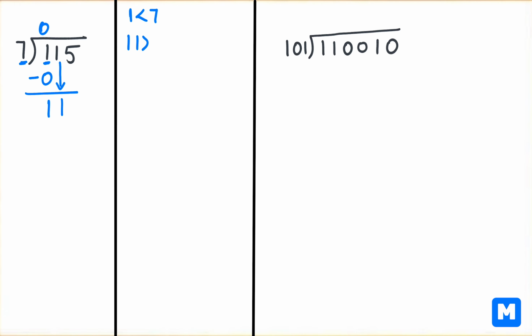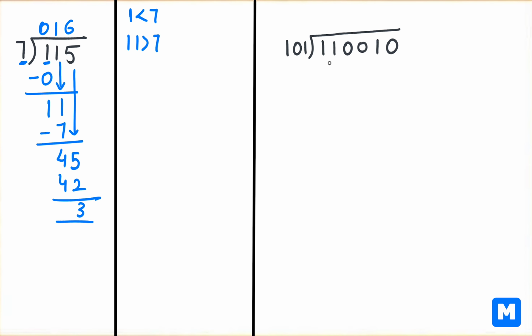Here 11 is greater than 7. Now we write down 1 here, and 7 times 1 is 7. So we subtract 7 from 11 and we get 4. Now this 5 comes down and here it's 45. This is also greater than 7. Now 7 times 6 is 42 and our remainder will be 3. So this is the process of division in the decimal number system. In a very similar way we are going to do binary division.